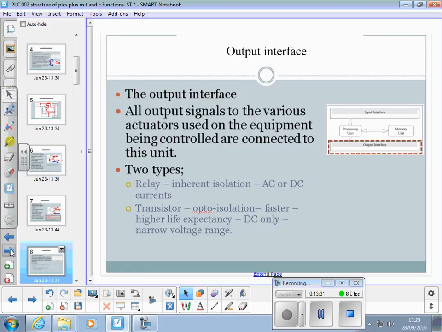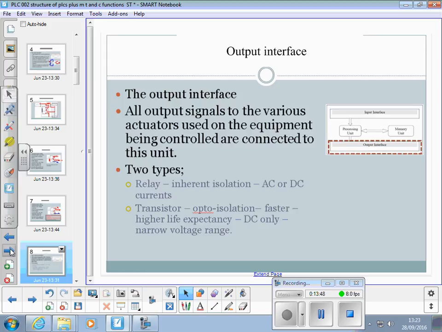Generally, there are two different types of output, although you could come across a third, which is a solid state relay, similar in operation in a way to a transistor anyway. Some manufacturers do them, others don't.